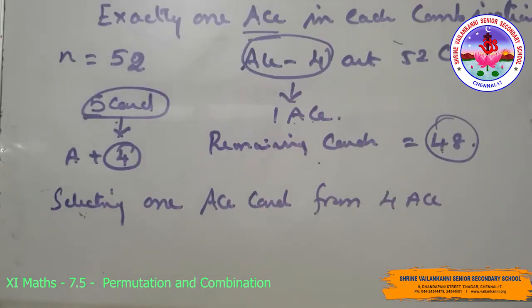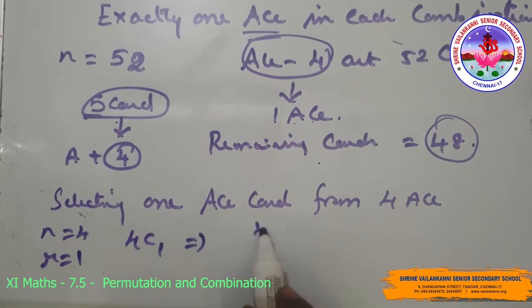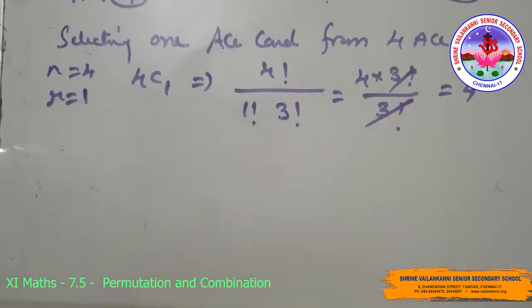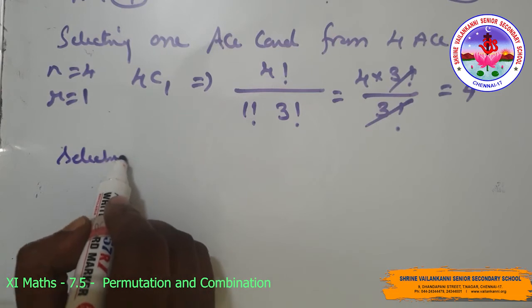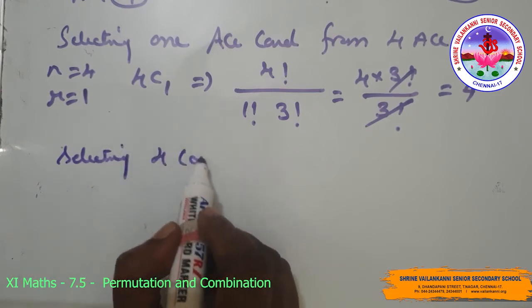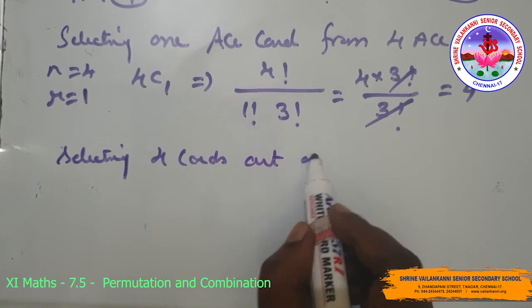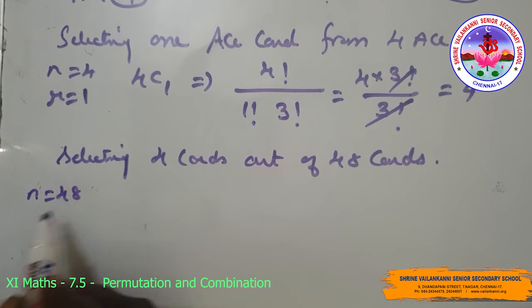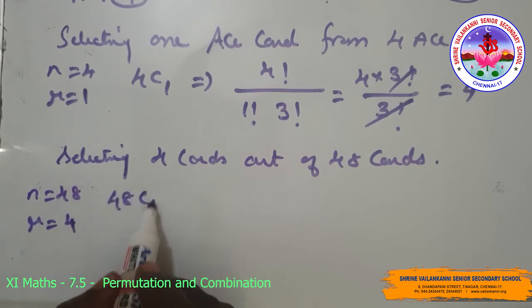So first part, selecting one ace card from 4 ace cards, that is n is 4 and r is 1. So we have 4C1, which is 4 factorial by 1 factorial into 4 minus 1, which is 3 factorial, which is equal to 4 into 3 factorial by 3 factorial. So we get 4. So the second part is selecting 4 cards out of 48 cards. So n is 48, r is 4, so 48C4.